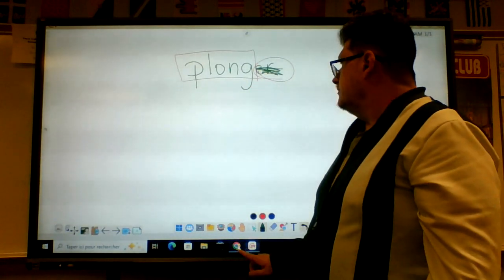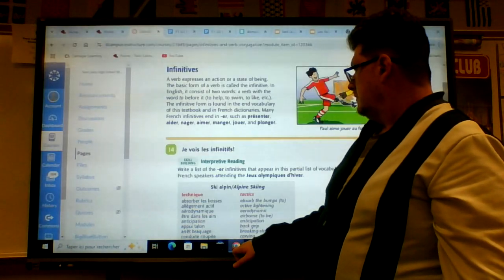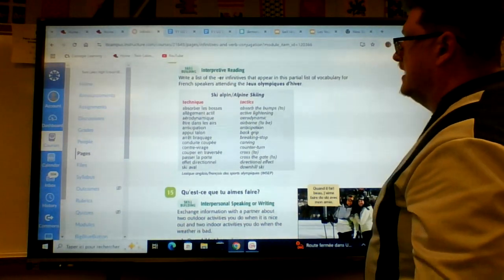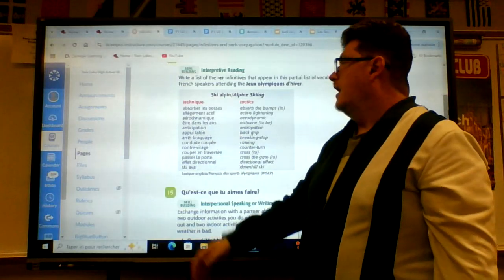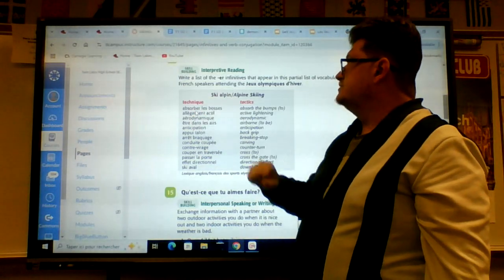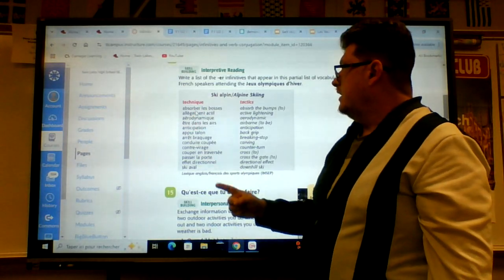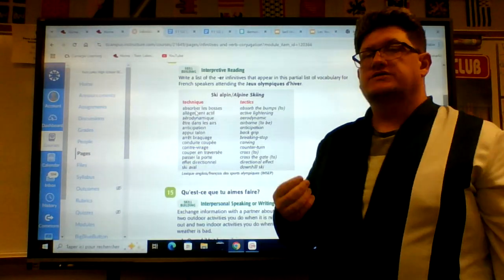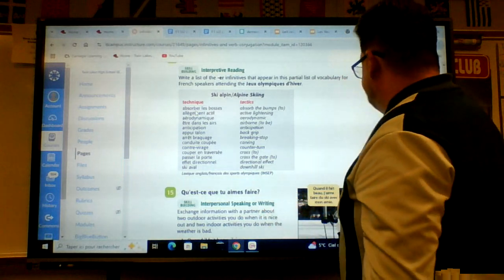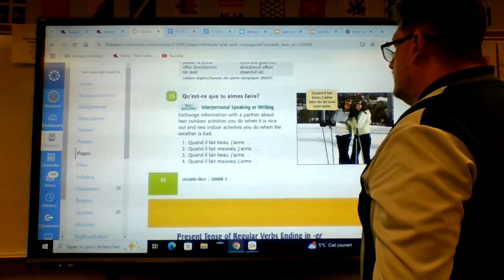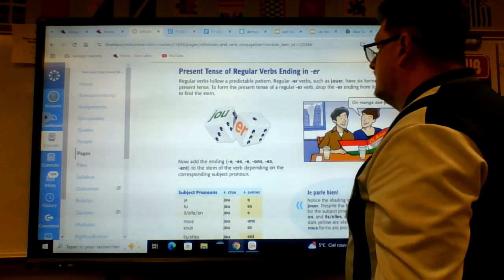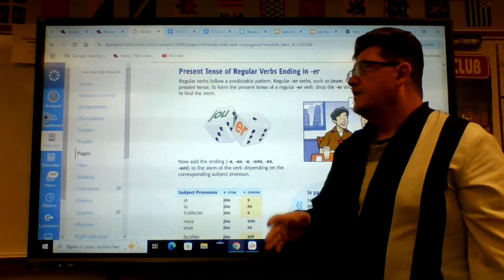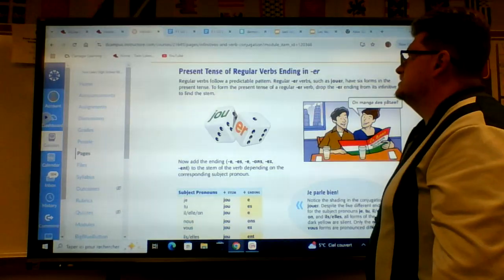Okay. So when we look here, we can identify infinitives on your page, like absorber, être, couper, passer, etc. Those are all infinitives. Now, when we talk about infinitives, we also talk about conjugation. We've touched on this before, but now the book page is published in TL Campus.